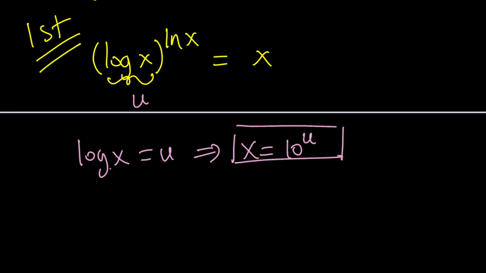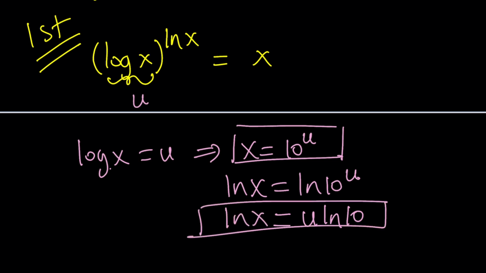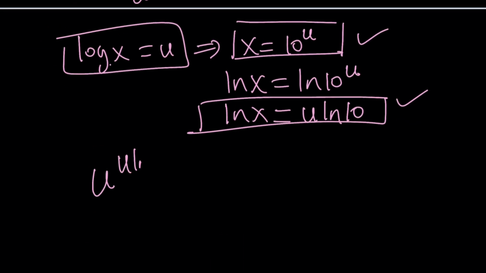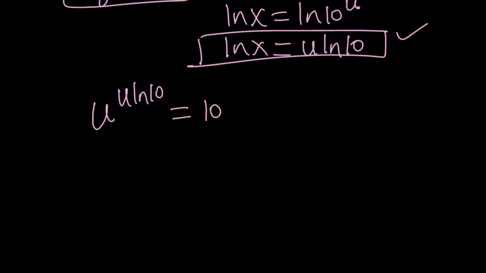So now we're going to go ahead and replace x with 10 to the power u everywhere and see where that takes us. And of course, what is ln x going to be? It's just going to be ln 10 to the power u, and that would be u ln 10, by using properties of logarithms, we can bring the u down, which is an exponent. Let's go ahead and plug those in. So log x will be replaced with u, ln x will be replaced with u ln 10, and x would be replaced with 10 to the power u.